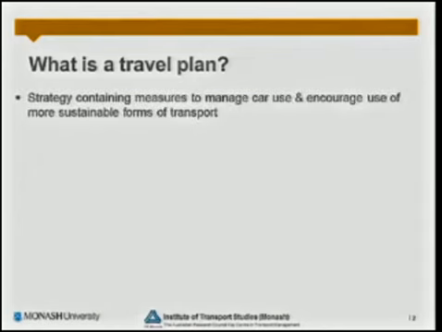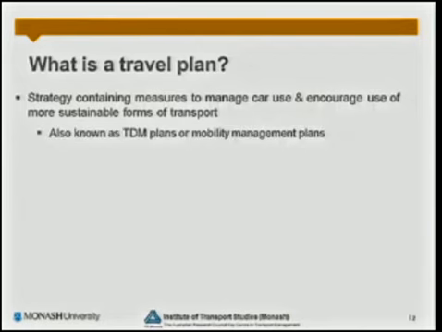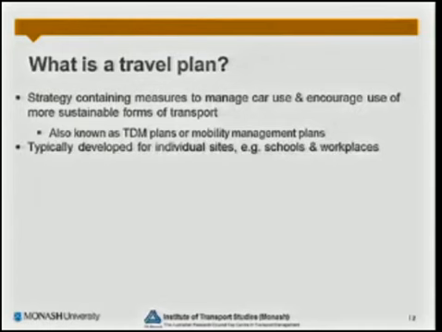In Australia, it's a document that contains measures to manage car use and to encourage use of more sustainable forms of transport. In some parts of the world, they're called TDM plans. In parts of Europe, they're called mobility management plans. They're typically developed for an individual site, like a school or a workplace. And in fact, a lot of the travel plans that have been developed in Australia have been developed for particularly workplaces and to a lesser extent schools.